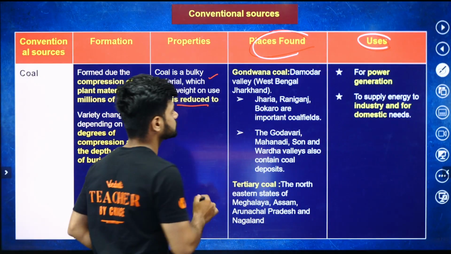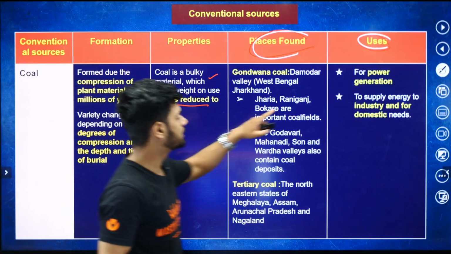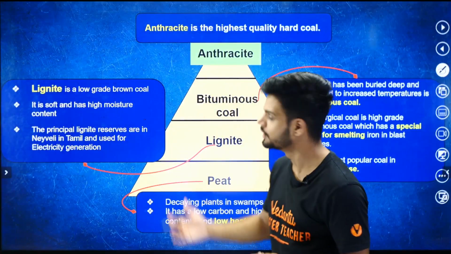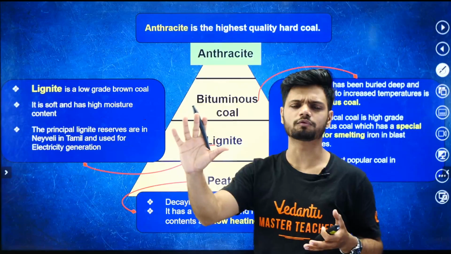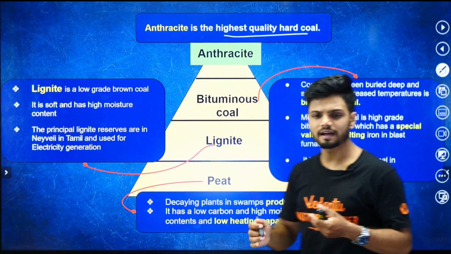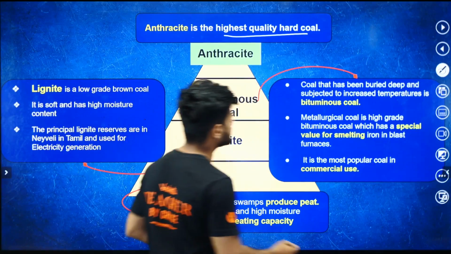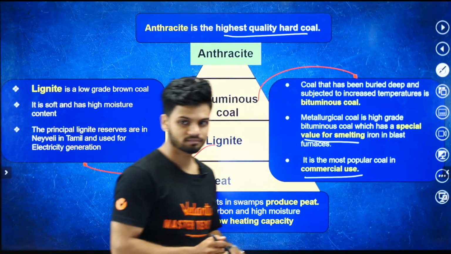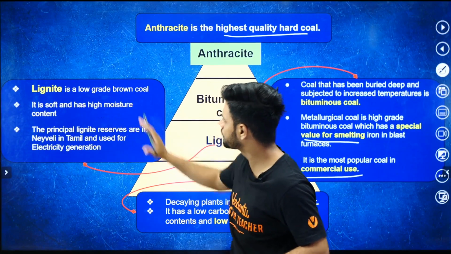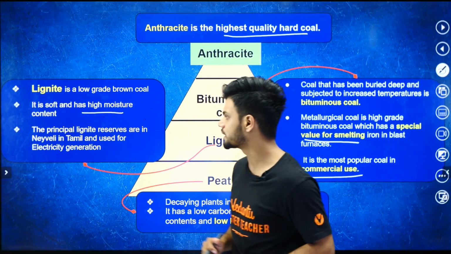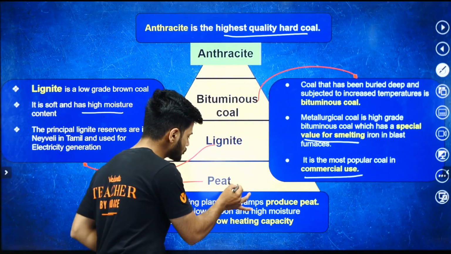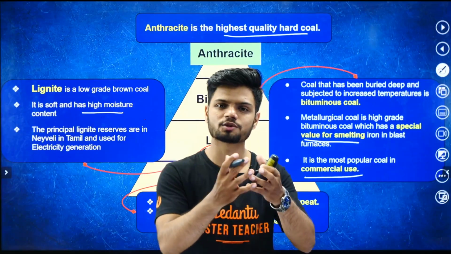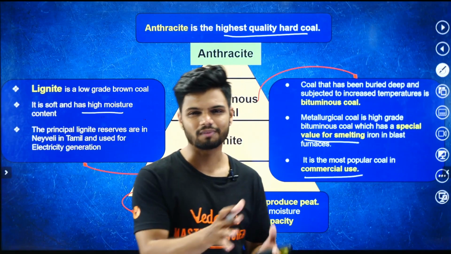Uses and places found. Okay, Gondwana coal, you have tertiary coal. Application: generation of power, industries, and domestic needs also in the households. Then we have the different types of coal. For example, the purest form of coal is your anthracite, highest quality. Then we have your bituminous, used for smelting and commercial application. Then we have lignite, which is low grade brown coal. It is soft and has high moisture content. Then the last one is peat moss, which is developed from your bryophytes and algae. They get compressed and you have the peat moss, mainly used by the farmers and others.